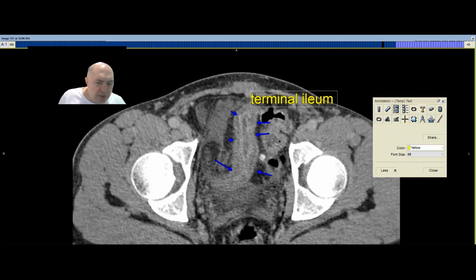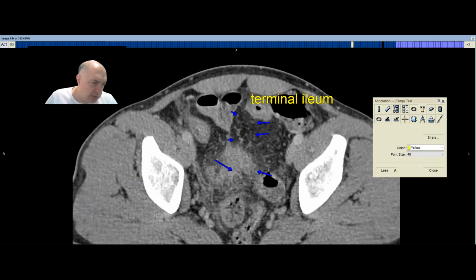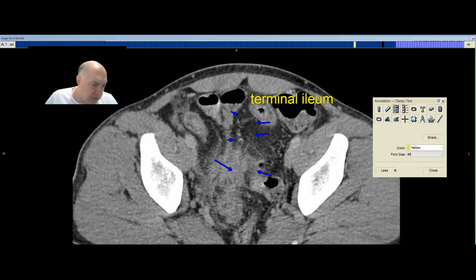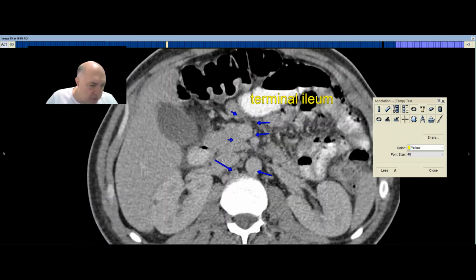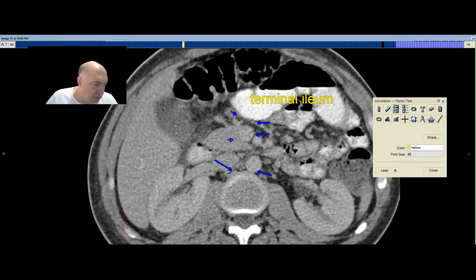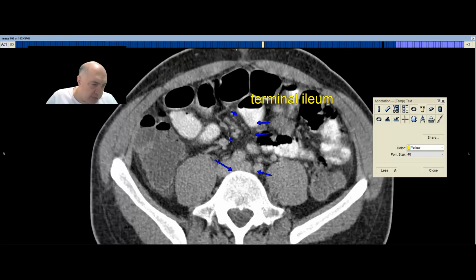So another cause of obstruction to the small bowel is a stricture, and the commonest cause of a stricture in the small bowel is Crohn's disease. So this is likely to be Crohn's disease. There's a bit of inflammation around the area. There's no free air and no free fluid, no sign of perforation, just an obstruction.